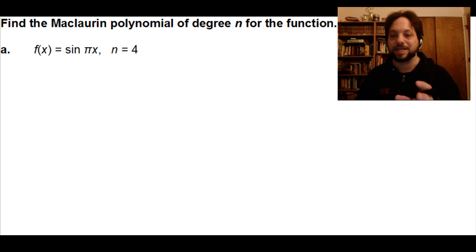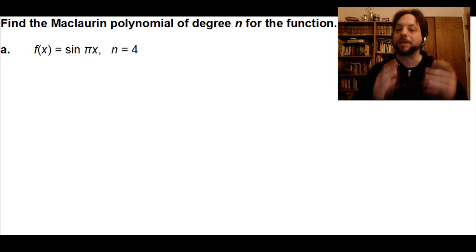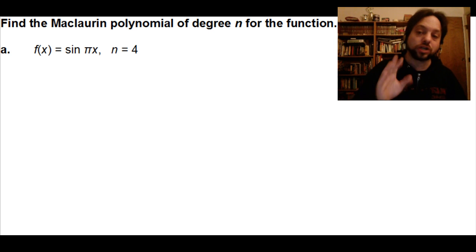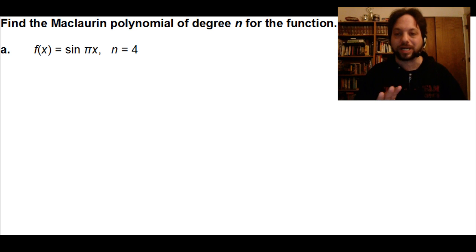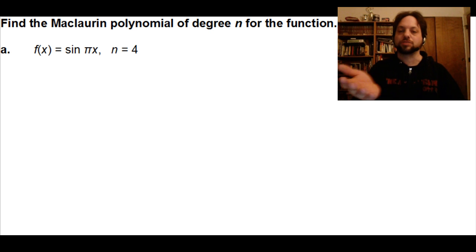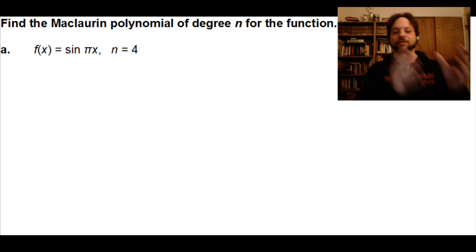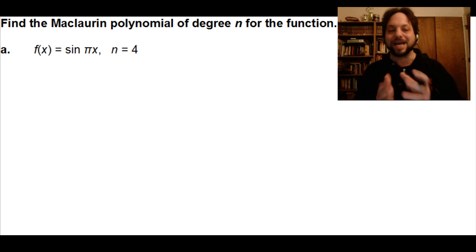So in our first example, I intend to show you how easy forming these Taylor polynomials, or rather Maclaurin polynomials, can actually be. The hardest part of it is simply staying organized. You can see in our first problem here, we want to find a 4th degree Maclaurin polynomial to help approximate the function f of x equals sine pi x.